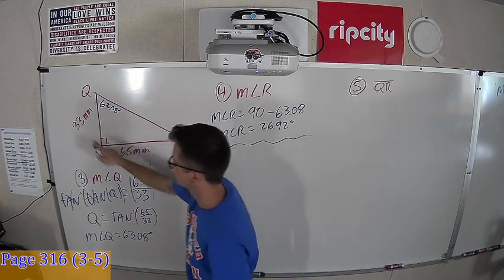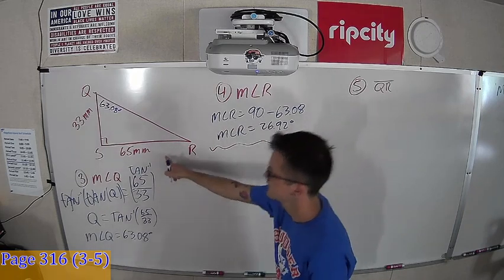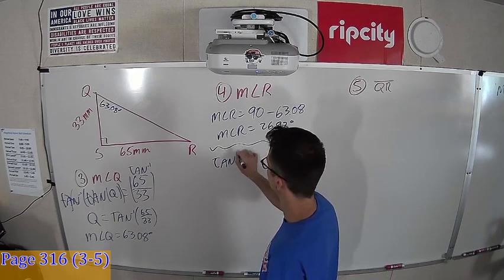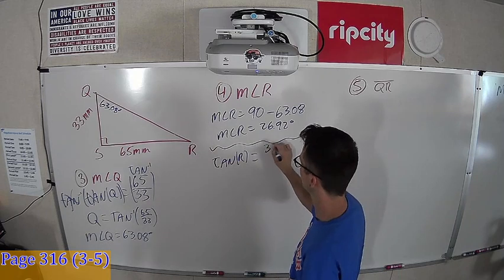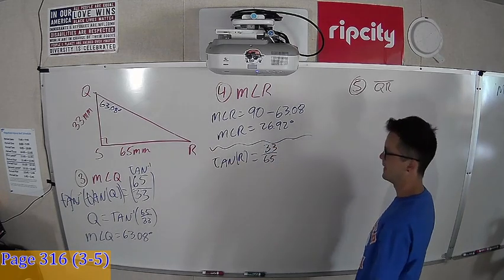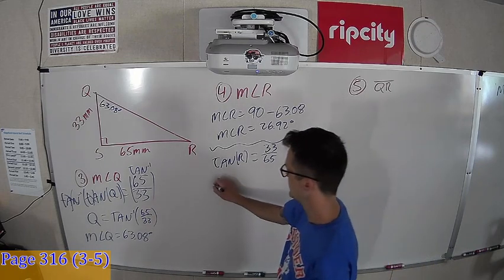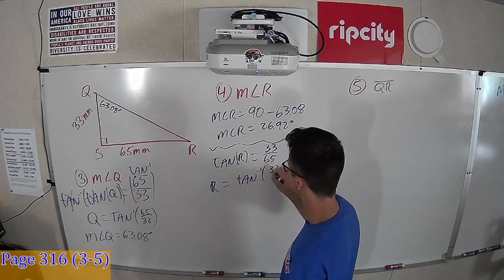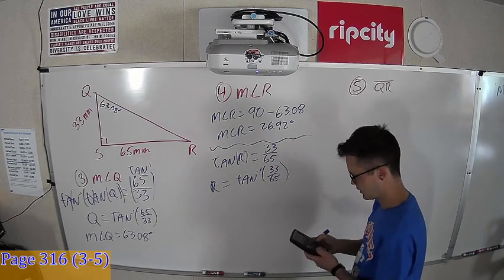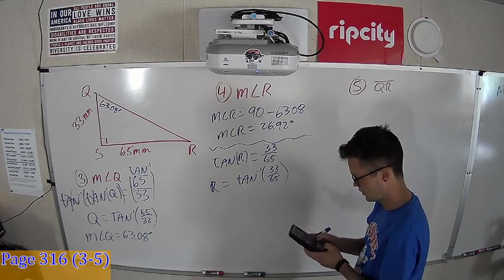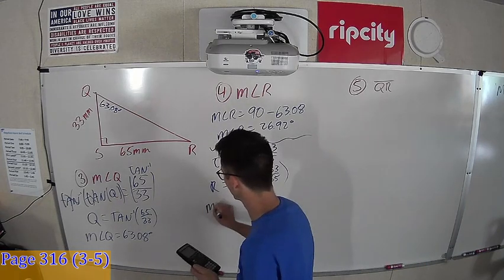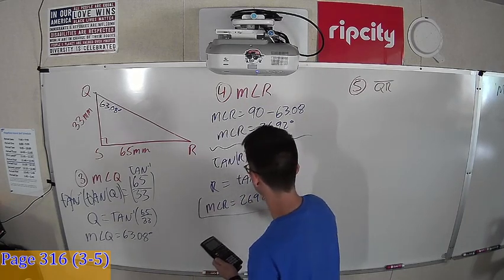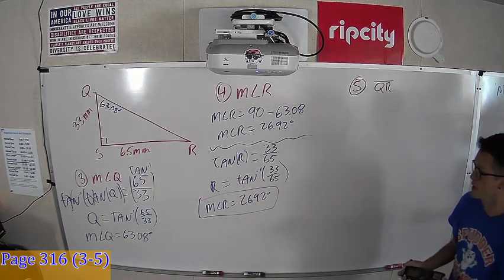With angle R, we have the opposite, we have the adjacent. So it's going to be the same exact process we just did. We know that the tangent of R equals 33 over 65. This is opposite over adjacent. Again, inverse tangent of both sides. I'm not going to show all the pieces here. R equals the inverse tangent of 33 over 65. Now we go to our calculator. Inverse tangent 33 over 65 equals, the measure of angle R is 26.92 degrees. Bam.